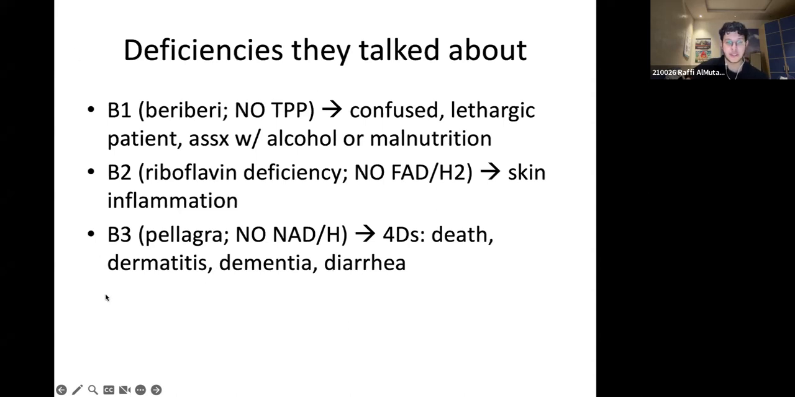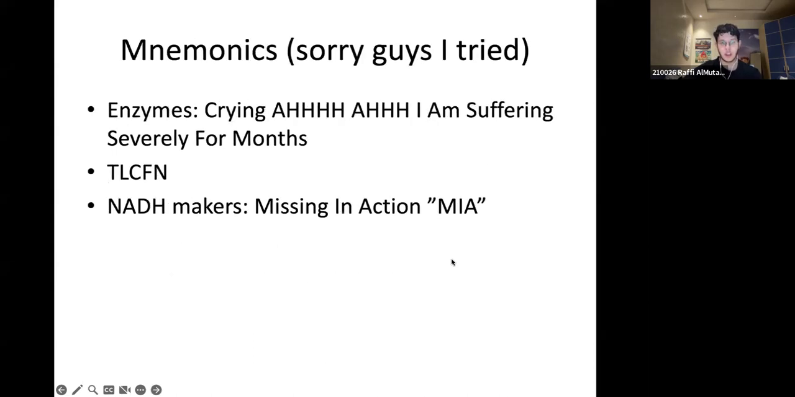Over here are the deficiencies summarized. We have B1, beriberi: confused, lethargic patients. It's associated with alcohol or malnutrition. B2 is riboflavin deficiency, so there's no FAD or FADH2. This affects the skin, causing inflammation, specifically of the lips and the mouth. And B3 is called pellagra. There's no NAD or NADH, so it leads to the 4 Ds: death, dermatitis, dementia, and diarrhea.